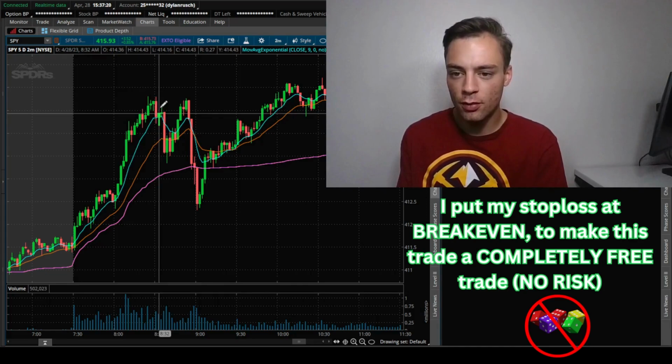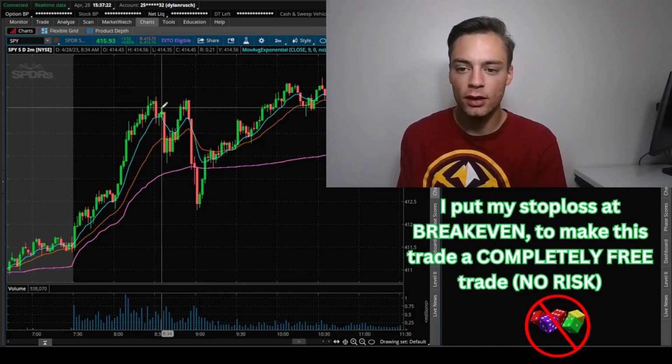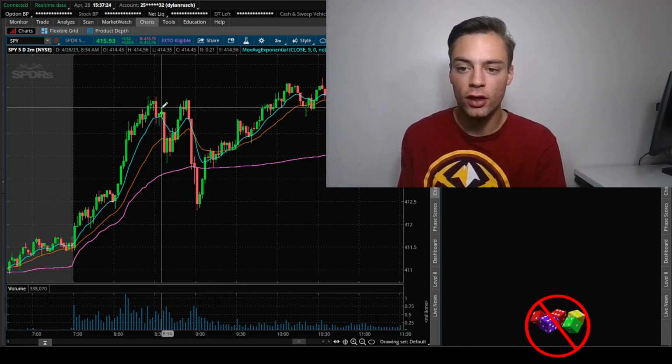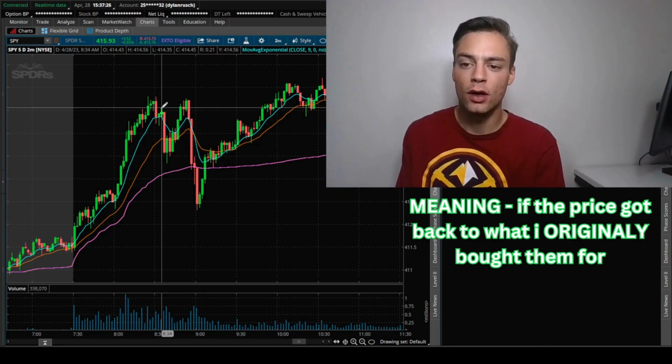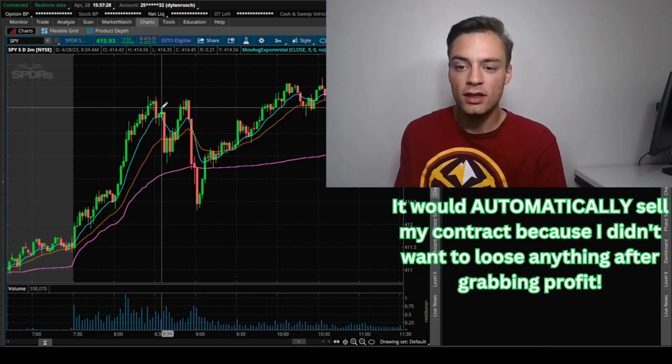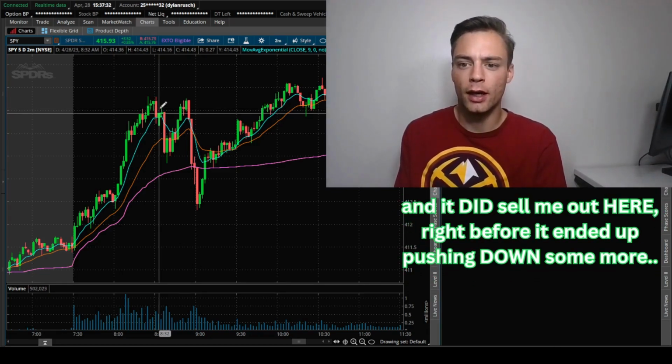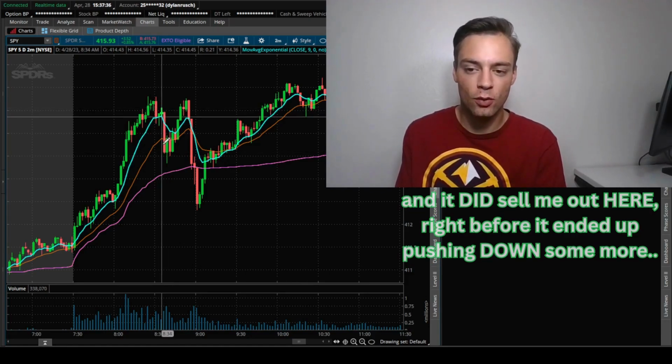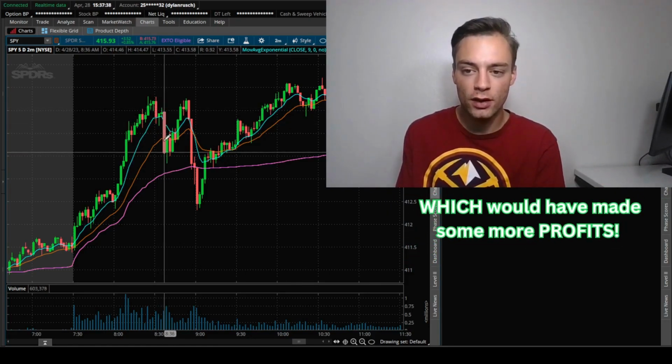I put my stop loss at break even to make this trade a completely free trade, meaning if it got back to what I bought in at, it would sell me out because I didn't want to lose any money on this trade. And that's exactly what it did here right before it ended up pushing down some more, which would have made some more profits.